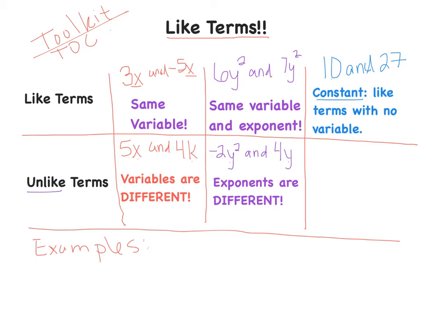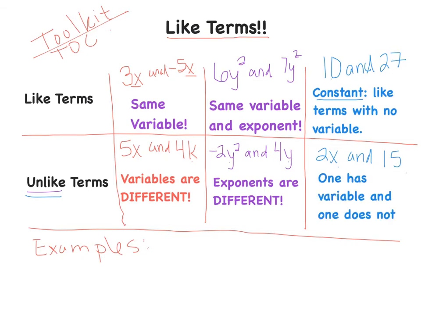And let's look at a third example again. Here we go. What if I had a 2x and 15? Alright, one has a variable and one does not. Therefore, they are unlike terms and they cannot be combined together. So let's add that into our notes. So on this last non-example, one has a variable and one does not. Okay, so that's a big difference. They can't be combined together.